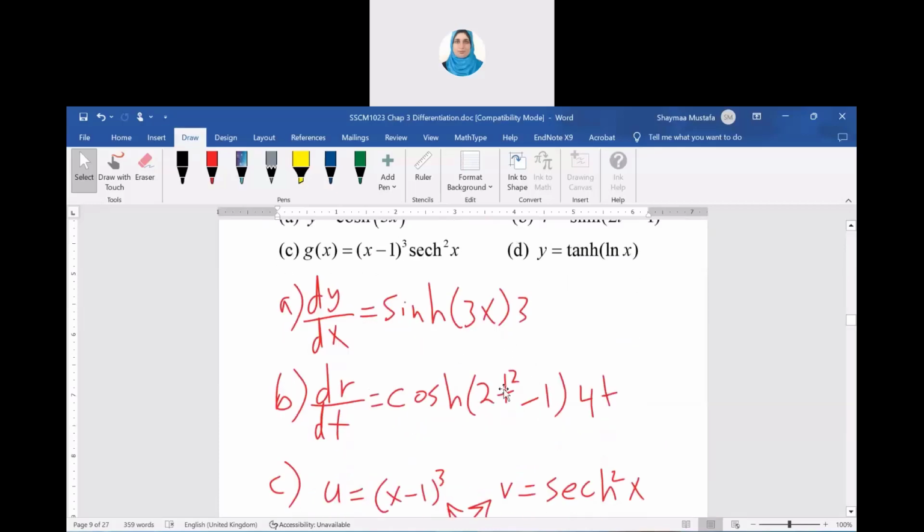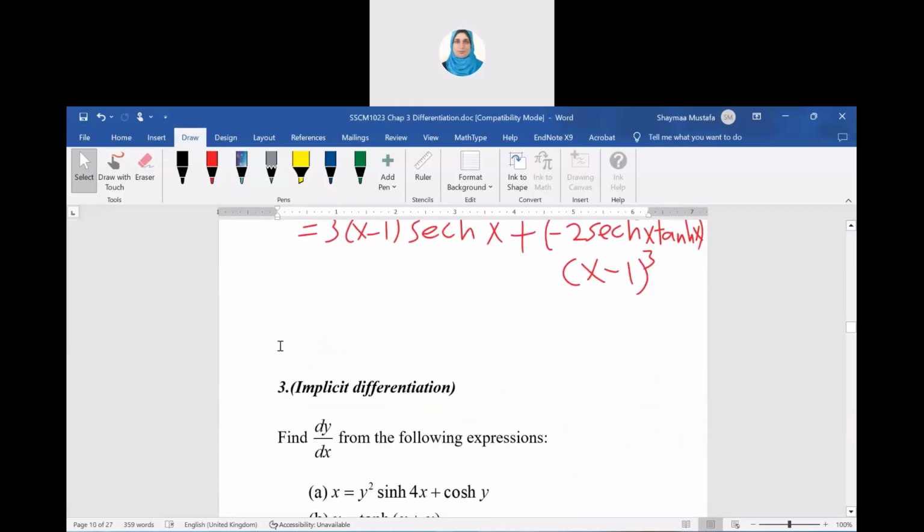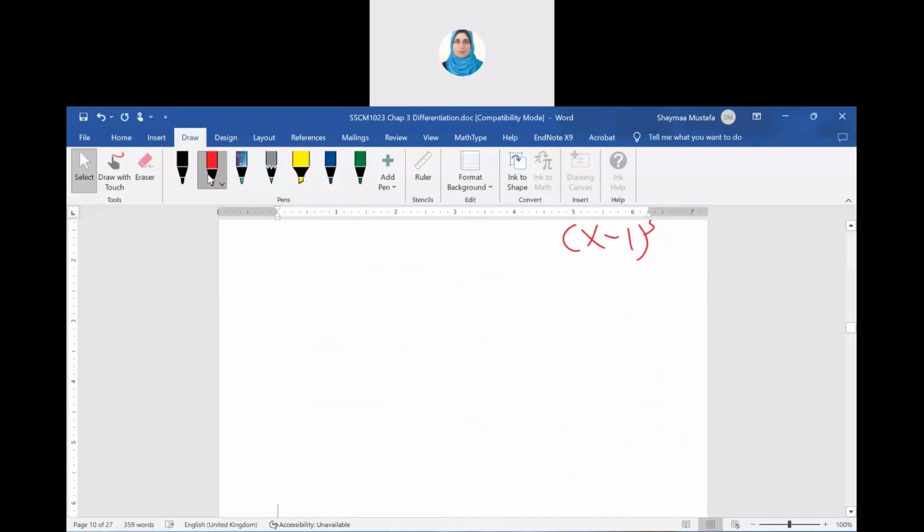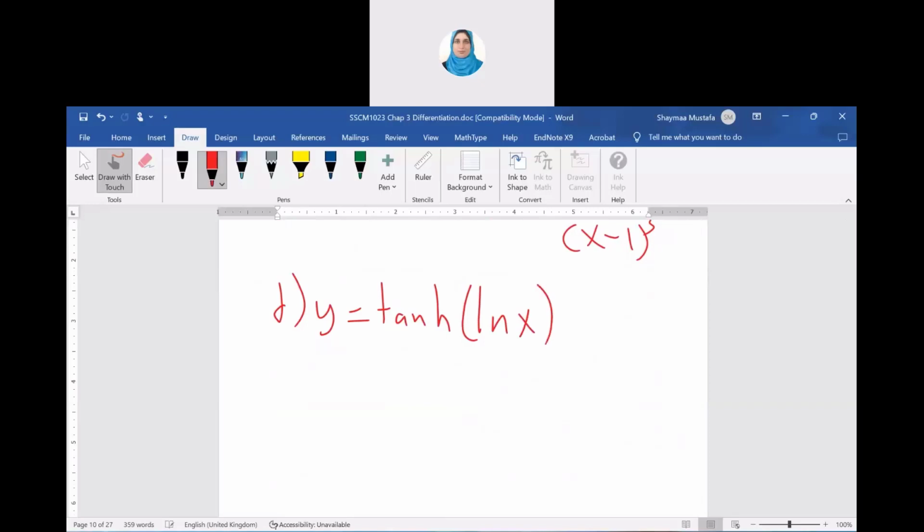Y equals tan ln x. So here we have a composite, not a multiplication. We replace x by ln x. The original function is tan x, but we remove x and put ln x. So we have tan ln x. So this is a composite function.